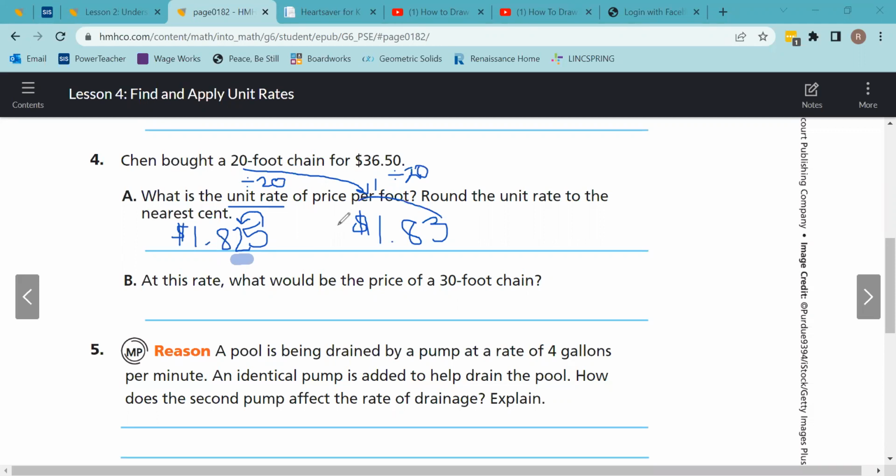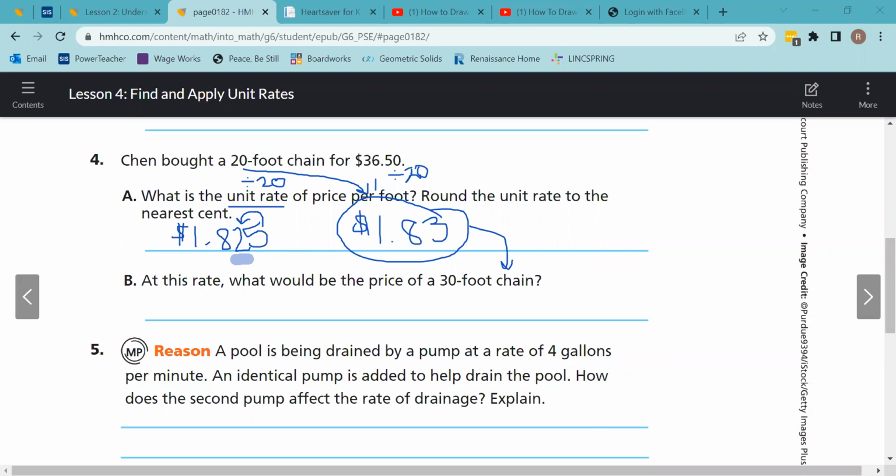Okay, at this rate, so notice we have to have this one correct to get the next problem correct. The good news is when you show your work and I know what happened, I won't count it wrong, right? I won't just be like, oh no, this number was wrong, so everything is wrong. I would give you grace on that and partial credit. So at this rate, what is the price of a 30-foot chain?